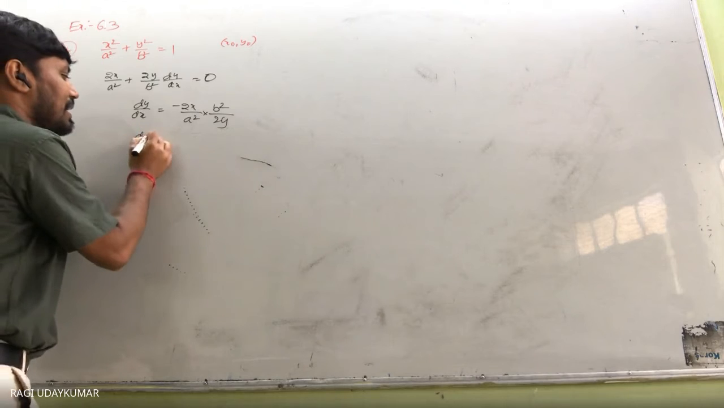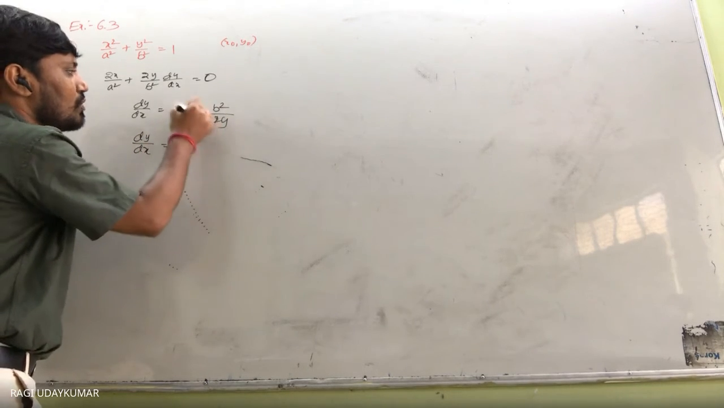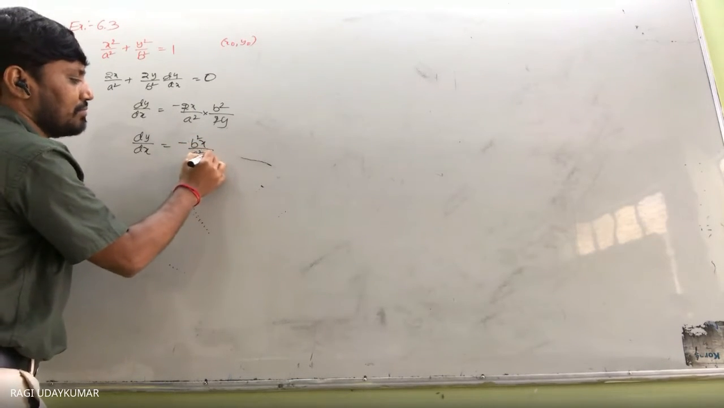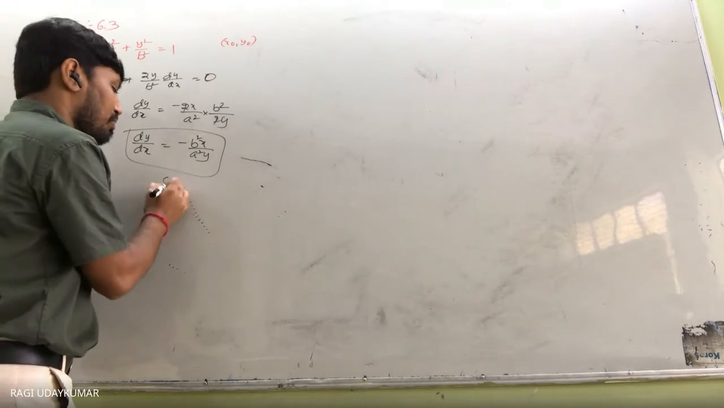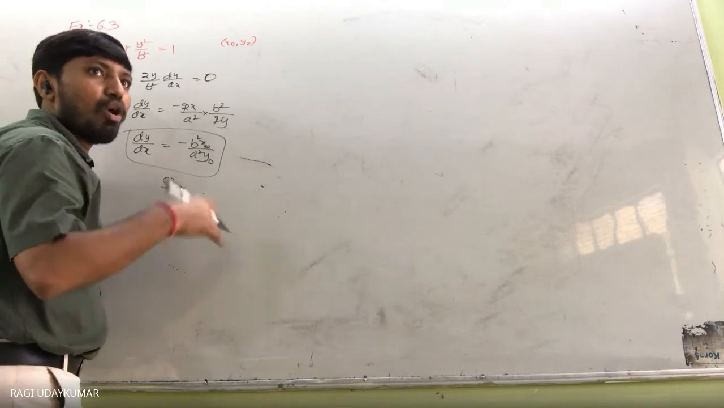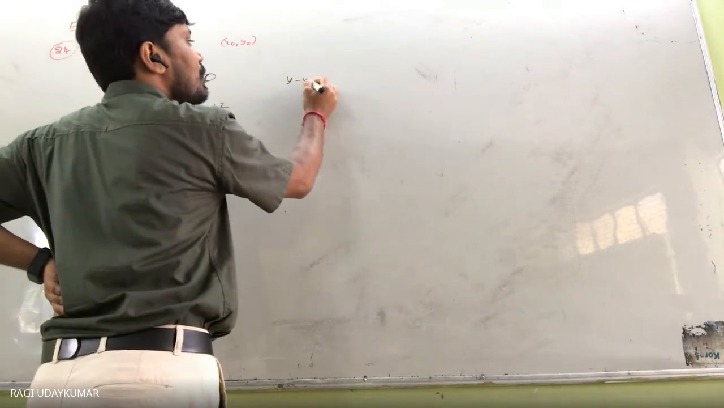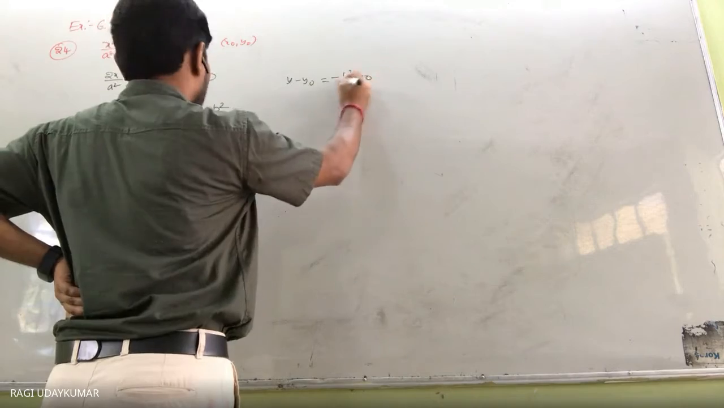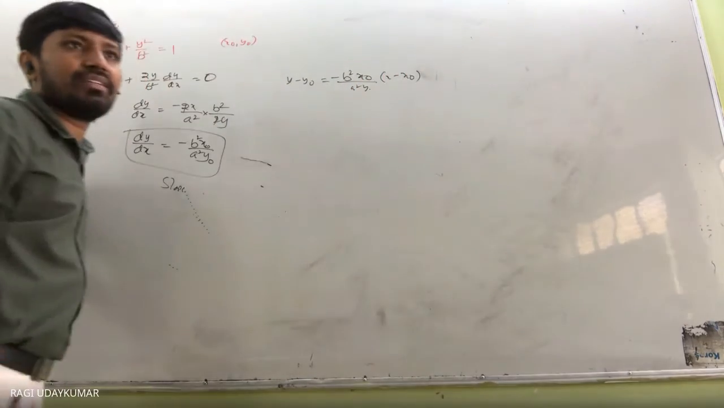So what do you get here? dy by dx is equal to minus, 2 will get cancelled, b square x by a square y. This is, at the particular point, the slope of the tangent, with x0, y0 as the point. Now y minus y0 is equal to this slope, minus b square x0 by a square y0, into x minus x0. Equation of the tangent.